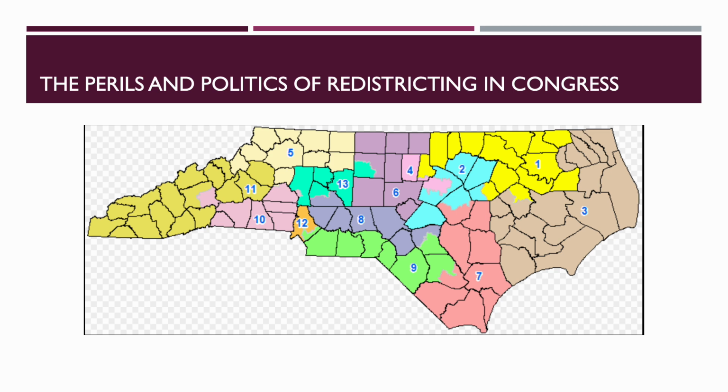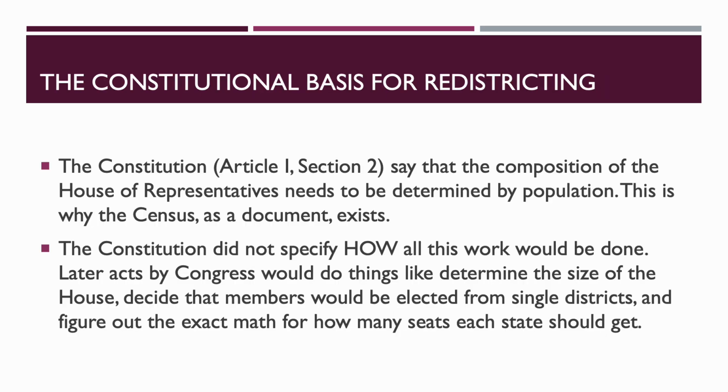But first, why do we redistrict at all? Why is this a thing? Well, there's actually a very simple answer to that. The Constitution in Article 1, Section 2 does say that the composition of the House of Representatives has to be determined by population. It's why we have a census.